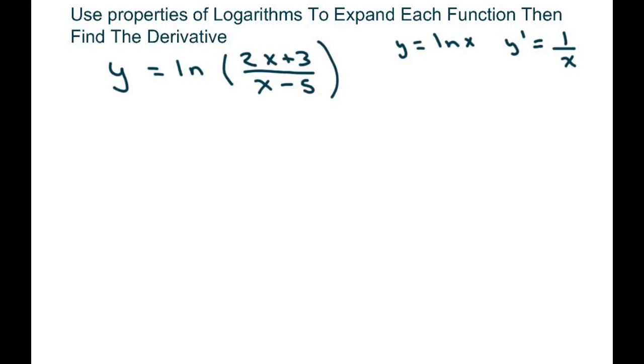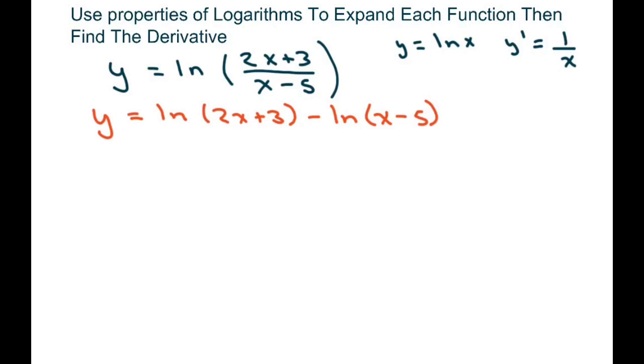Use the properties of logarithms to expand each function, and then we're going to find the derivative. So for the first one, what we want to do is expand this using our quotient property. So that's going to be ln of 2x plus 3. Since it's division, we're going to put minus ln of x minus 5.